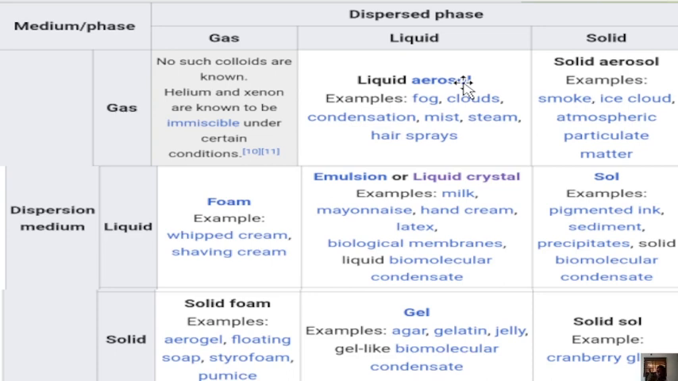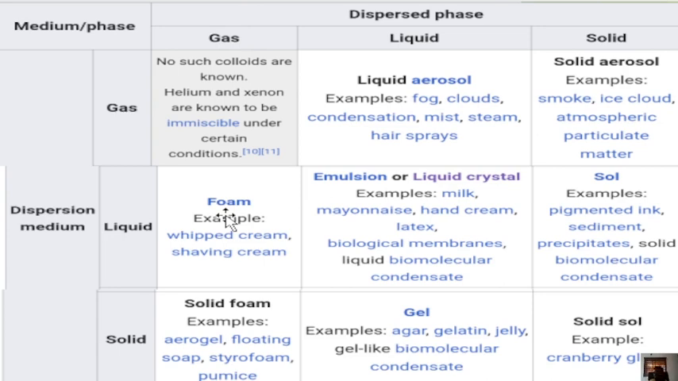Now, if a solid, on the other hand, is dispersed in gas, it forms a solid aerosol. In this case, we have smoke, your dust, your atmospheric particulate matter, and the rest of them. So once solid is dispersed in gas, that is your solid aerosol. So smoke is an example of solid aerosol. Okay, moving down, if a gas, as you can see, is now dispersed in a liquid, what is this going to be referred to as?